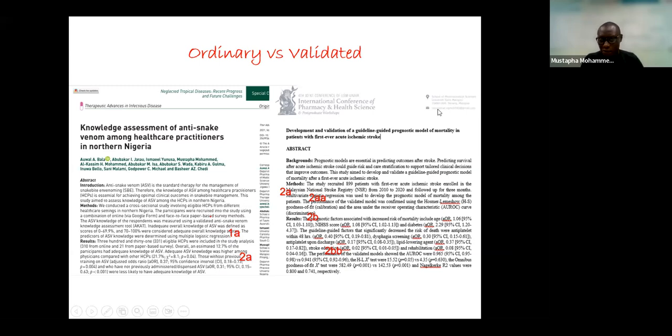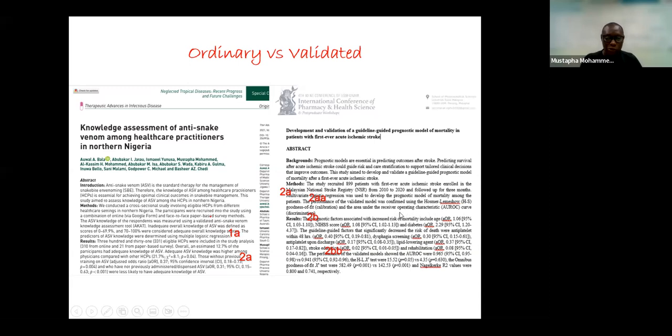So in a recent work that we did, where we developed and validated prediction models, you can see here, we utilized the same multivariable logistic regression, but at the same time, we validated the model by checking the performance of the model using some tests. The calibration, like I said, we used the Hosmer-Lemeshow test, and for the discrimination, we used the area under the curve.